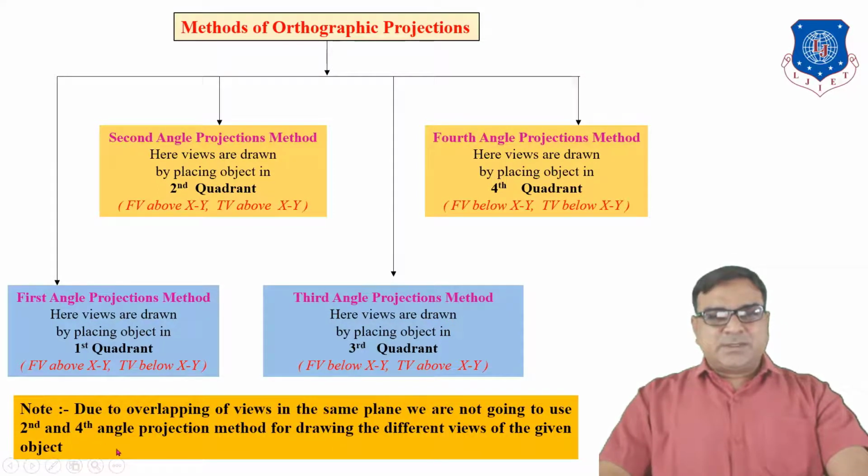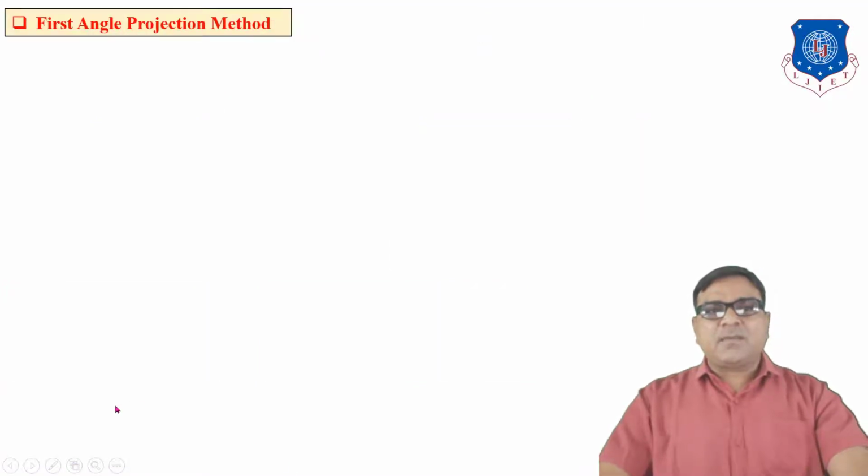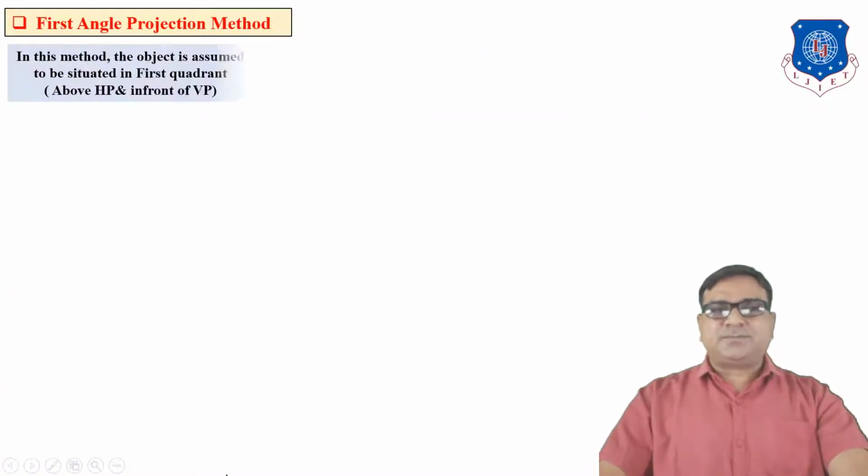Because of overlapping of views in the same plane, we do not use the second and fourth angle projection methods. So in general, we use only two projection methods: the first angle projection method and the third angle projection method. The second and fourth angle projection methods are not used because the front view and top view both overlap. What is the first angle projection method?